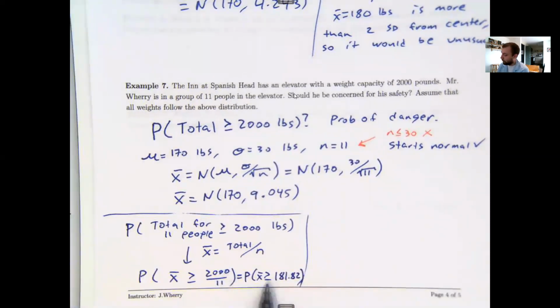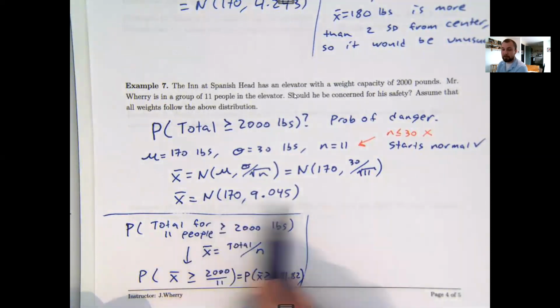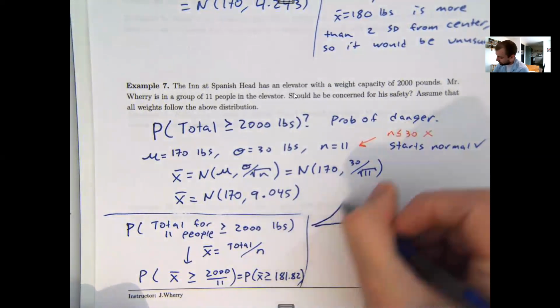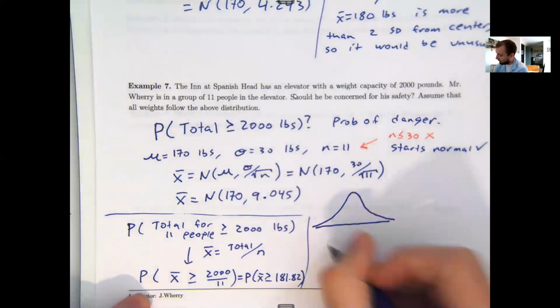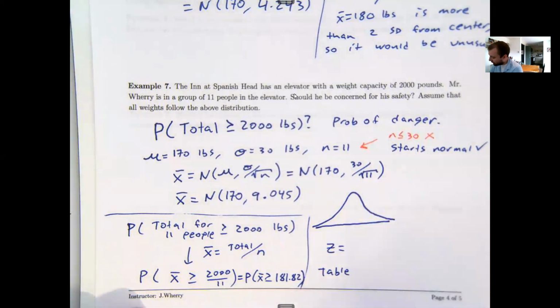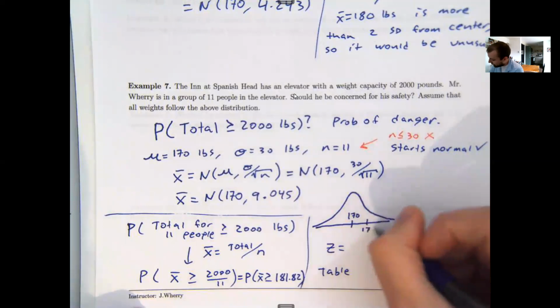Here's what this means. If each individual on average weighed 181.82 pounds, I should be concerned about being over that weight capacity because in total, I would hit the 2,000 pounds. So I'm wondering how likely is it to have 181.82 if I'm expecting 170 as the center, give or take 9.045. So I'm going to draw my picture. I'm going to find my z-score, and I'm going to look it up. Drawing my picture, I've got 170 in the center. I'm counting by about 9. I'm just coming up with a rough sketch of the graph here.